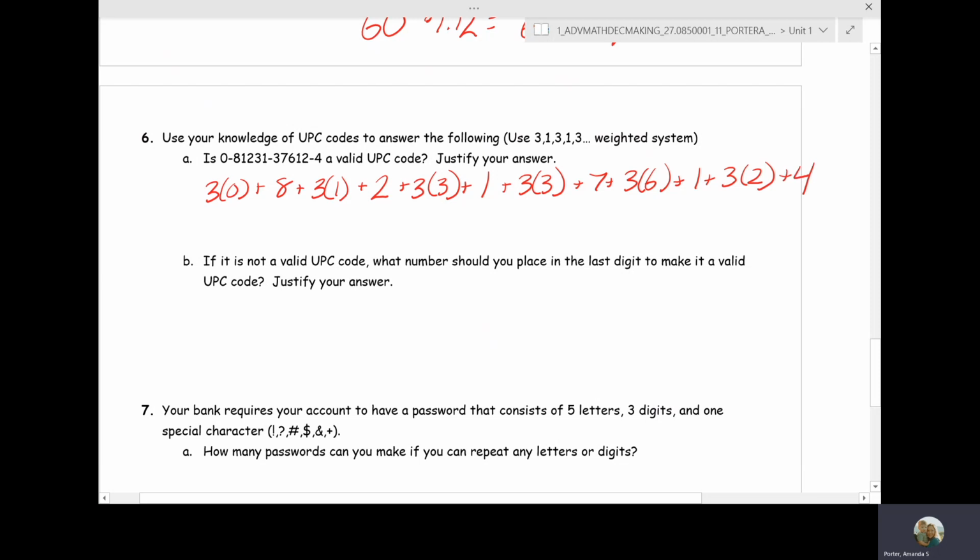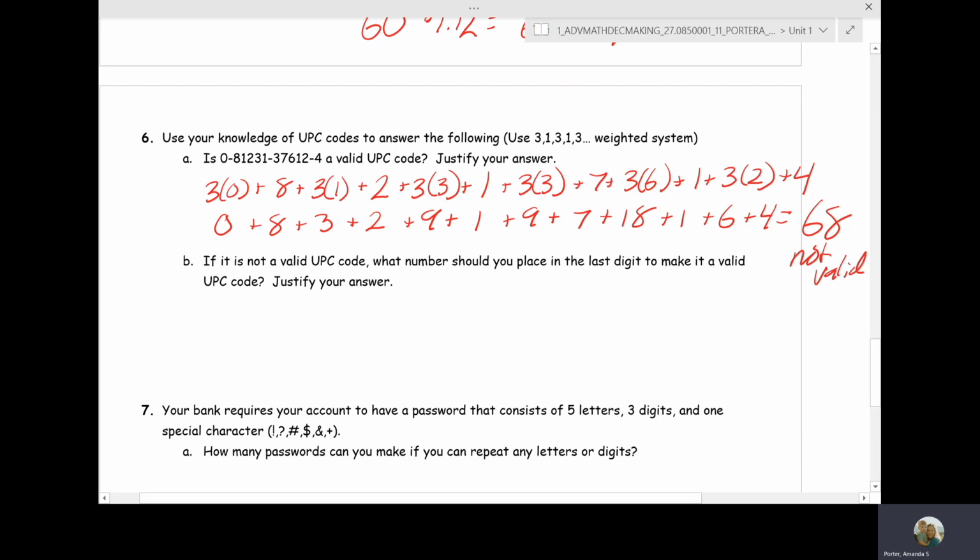All right. I like to do an intermediate step and multiply each thing that needs to be multiplied. So 0, 8, 3, 2, 9, 1, 9, 7, 18, 1, 6, and 4. And I'm going to come through and actually do this addition. 0 plus 8 plus 3 plus 2 plus 9 plus 1 plus 9 plus 7 plus 18 and 1 and 6 and 4. And that gives me a 68. This is not valid.